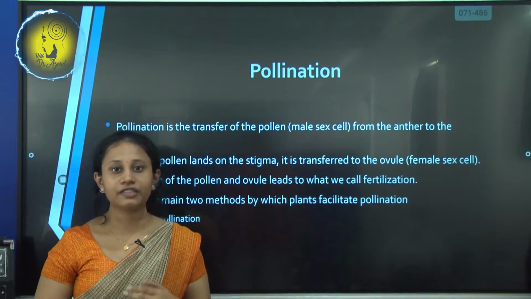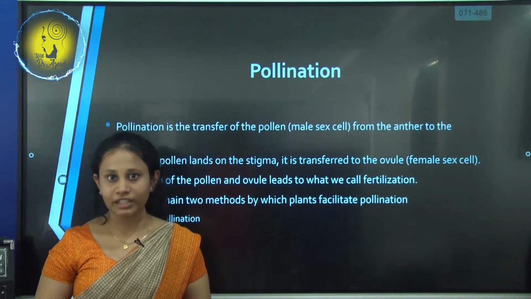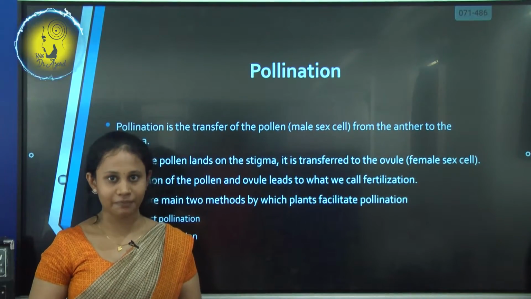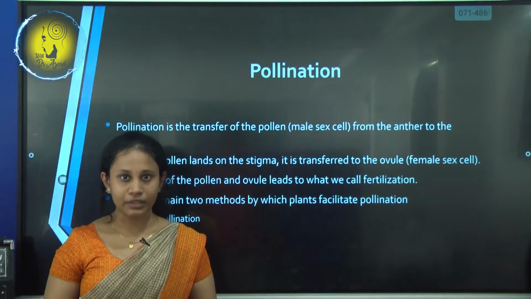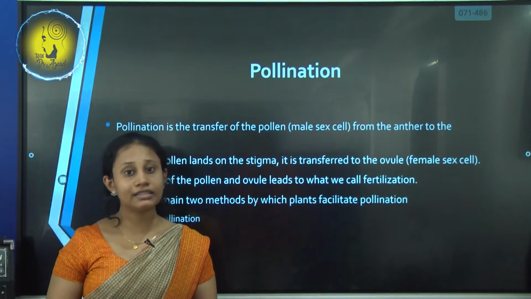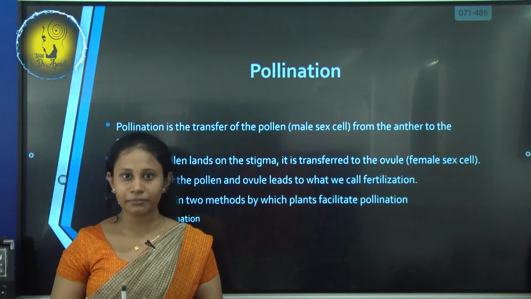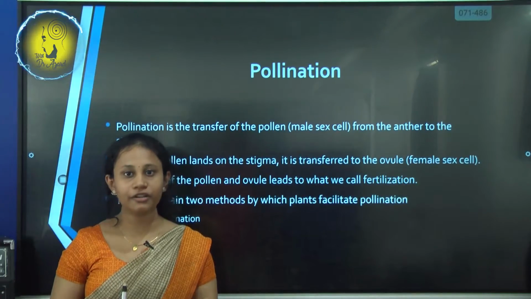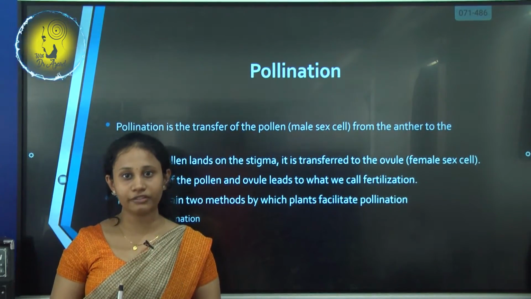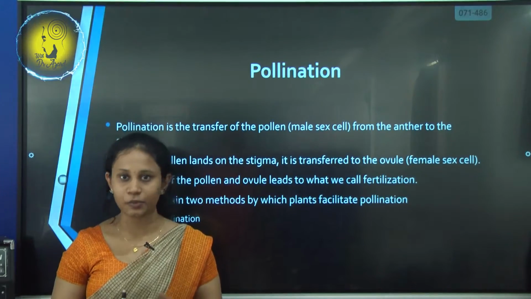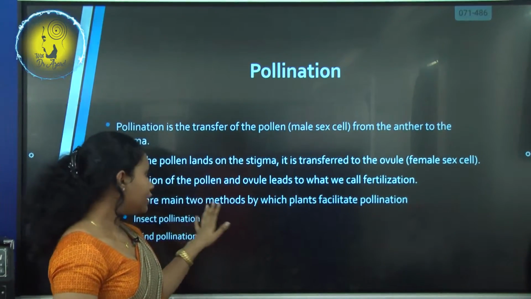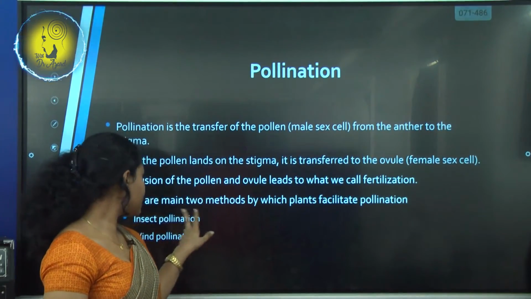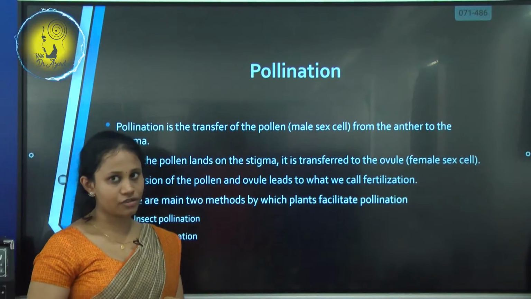The first stage of sexual reproduction in plants is pollination. Pollination is the transfer of pollen grains from anther to stigma. If the pollen grain is transferred from the anther to the stigma of the same flower or a flower on the same plant, we call that self-pollination. If the pollen grain is transferred from the anther to the stigma of a flower on another plant, we call that cross-pollination. This pollination can happen because of insects or by the wind. Because of this method, we call that insect pollination or wind pollination.